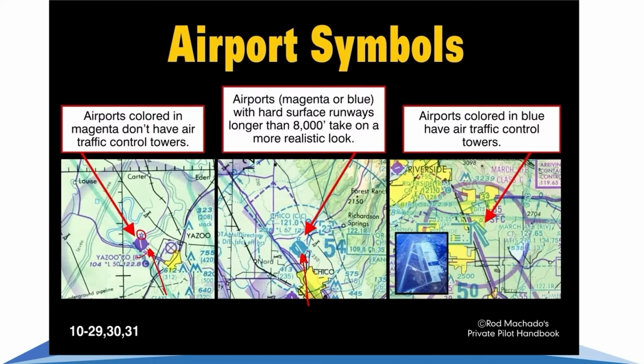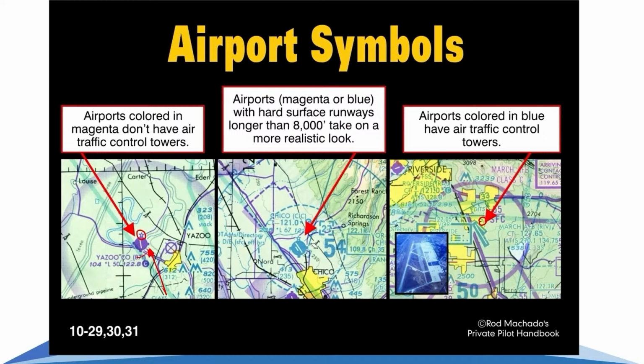At the very, very tippy top here, this is a beacon. That just is telling you that there is a beacon available at this airport. You can see it on both of these here. Actually, all three of them. There's the beacon symbol. The one in the middle for Chico Airport in the LA area, this actually is indicating that it has a hard surface runway longer than 8,000 feet.